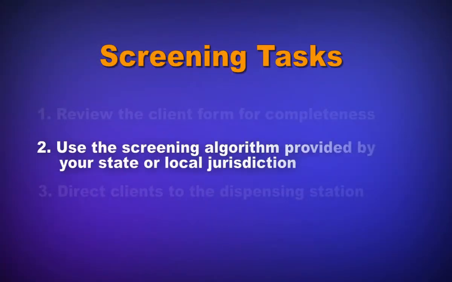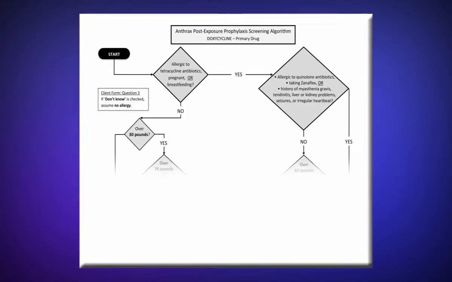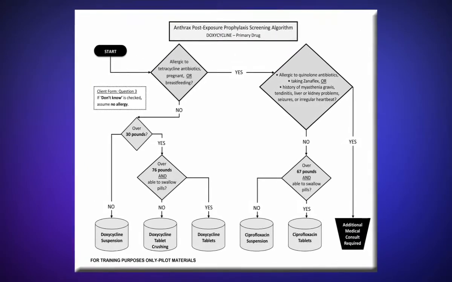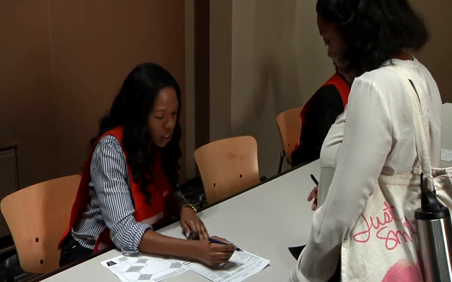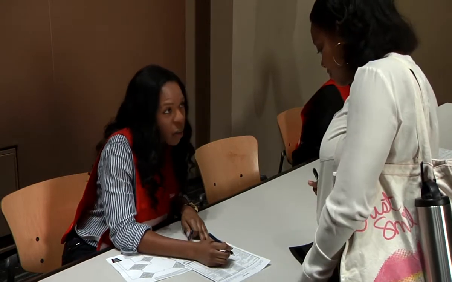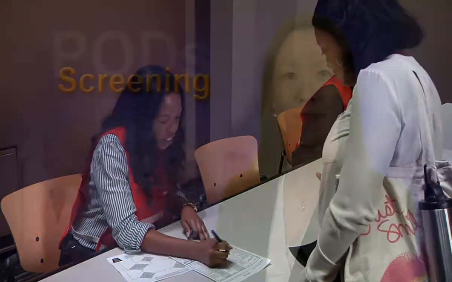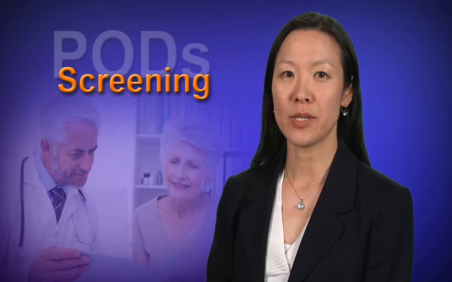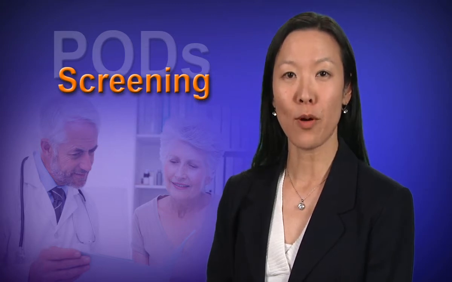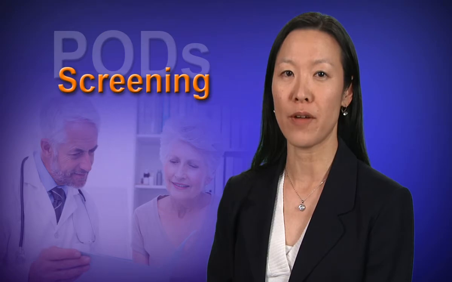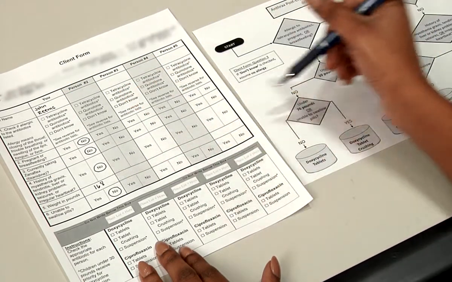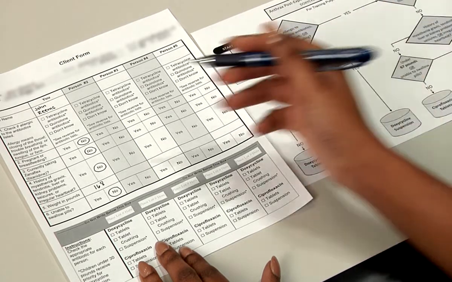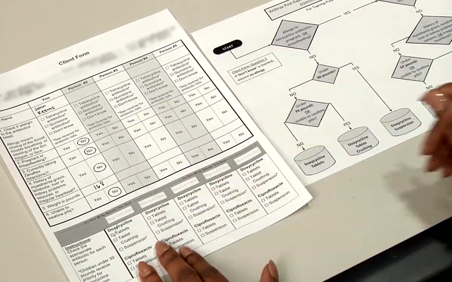Task 2. Use the state screening algorithm, which is a decision matrix that uses the client's responses on the screening form to determine the appropriate MCM for each person listed. Screeners verbally confirm any health conditions or factors that could affect the type of MCM received with the client. Those clients who are ineligible to receive an MCM at the pod may be required to go to a healthcare provider for further evaluation. If a client is eligible to receive an MCM, note on the form the type of MCM to be received and any other required annotations.